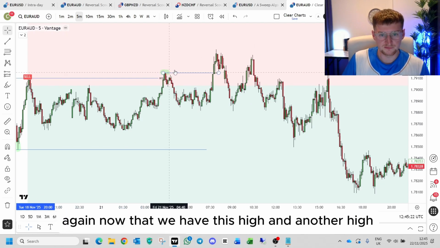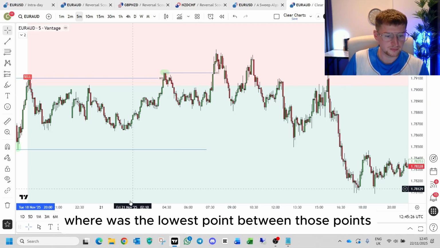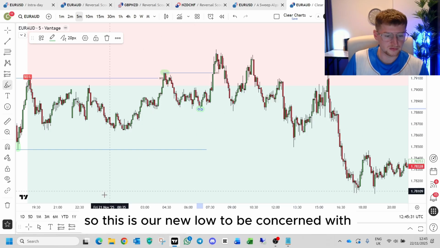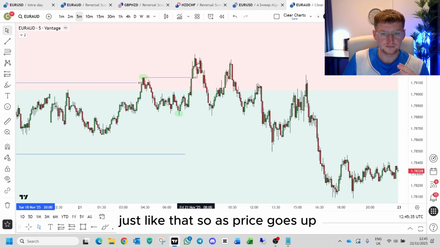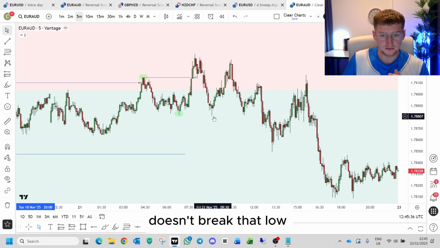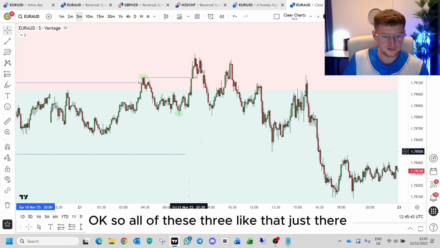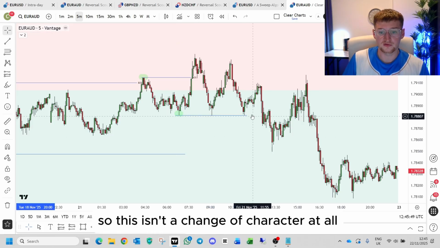Again, now that we have this high and another high, where was the lowest point between those highs? It was here. So this is our new low to be concerned with. So as price goes up, it doesn't break that low. Let me get a grid on. So this doesn't close beneath that. All of these three, just there, aren't new lows being created, they're equal lows. So this isn't a change of character at all.